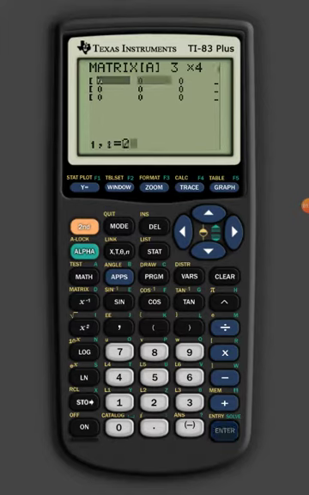So 2, 1, 2, 18, 1, negative 1, 2, 9. By the way, I'm hitting enter after each of these numbers. 1, 2, negative 1, 6.